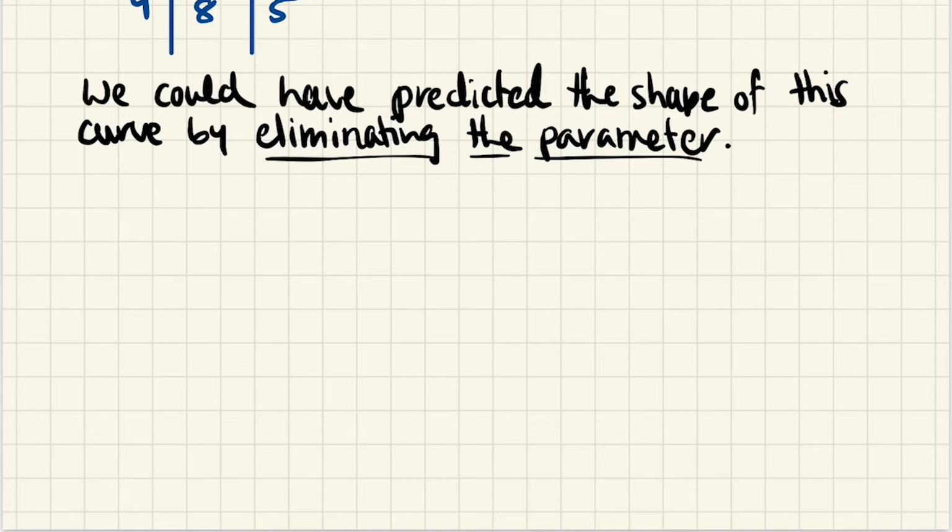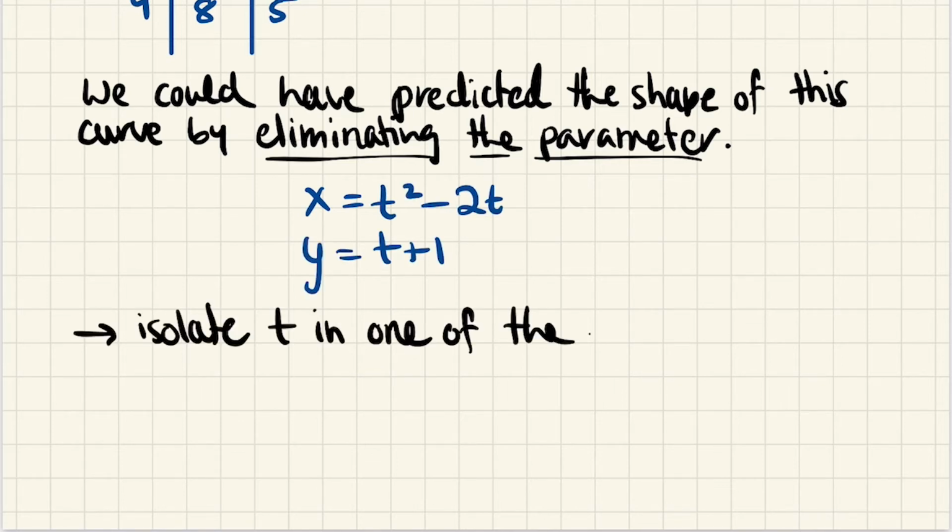So eliminating the parameter means isolating t in one of the equations and then substituting that into the other equation. So what you have is a single equation with x and y. So let's write down the equations as we left them. Pick one of the equations to isolate t in, and I think the choice is obvious here. Let's solve for t in the second equation.